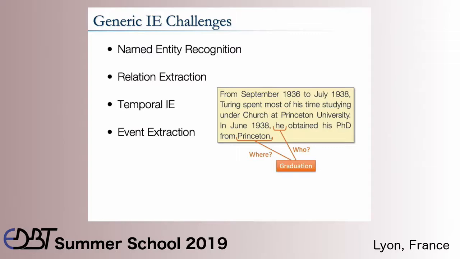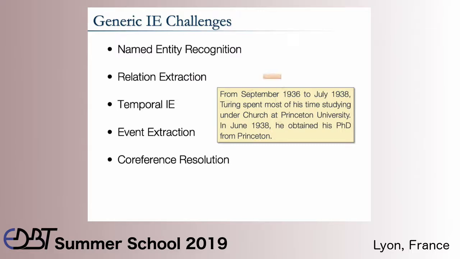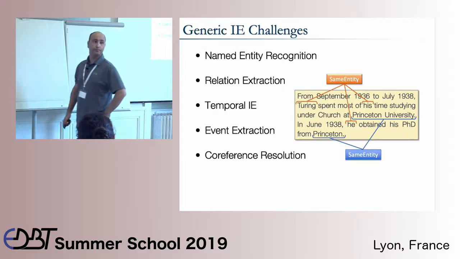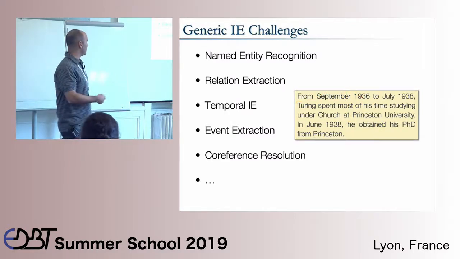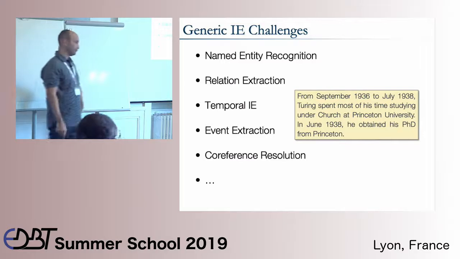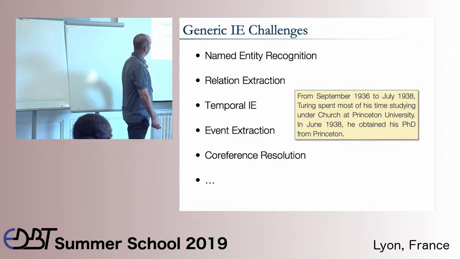But who is this he? That relates to coreference resolution, identifying different mentions in the text of the same entity. Like here, you have the name Turing and the words his and he, which are called pronouns in linguistics, that refer to the same entity, Turing. And Princeton University and Princeton are also the same, so it's not just about pronouns.